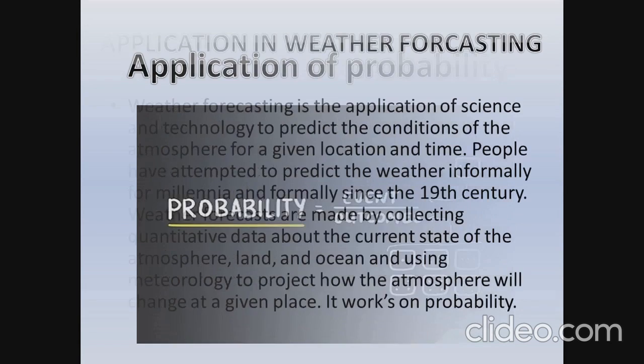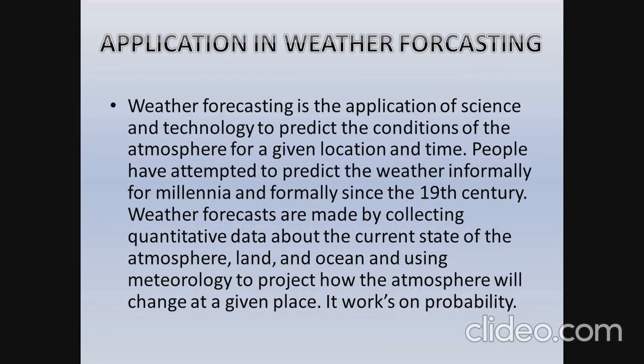Application in weather forecasting. Weather forecasting is the application of science and technology to predict the condition of the atmosphere for a given location and time. People have attempted to predict the weather informally for a millennium and formally since the 19th century. Weather forecasts are made by collecting quantitative data about the current state of the atmosphere, land, and oceans, using meteorology to project how the atmosphere will change at a given place.